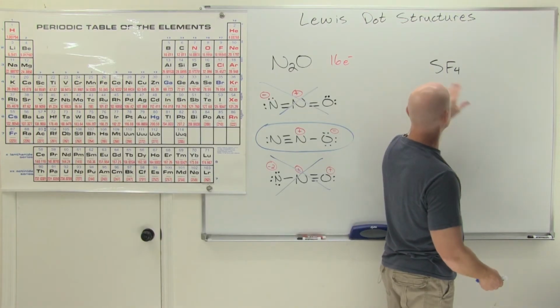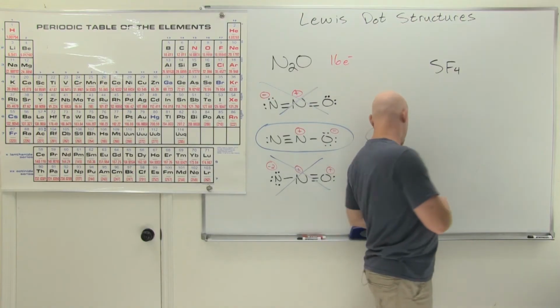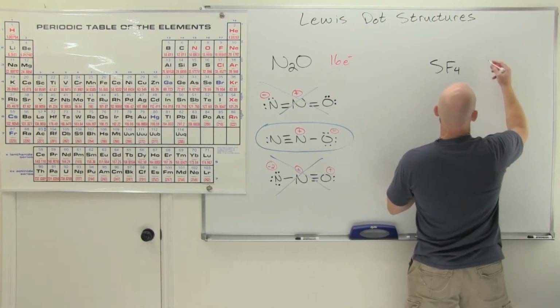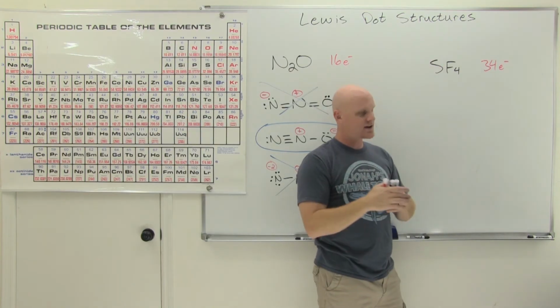So in this case, sulfur's got 6 valence electrons. Each of the fluorines has got 7. 4 times 7 is 28, plus 6 is 34. So we got 34 valence electrons to deal with. And in this case, sulfur's less electronegative, and we'll put him in the middle.